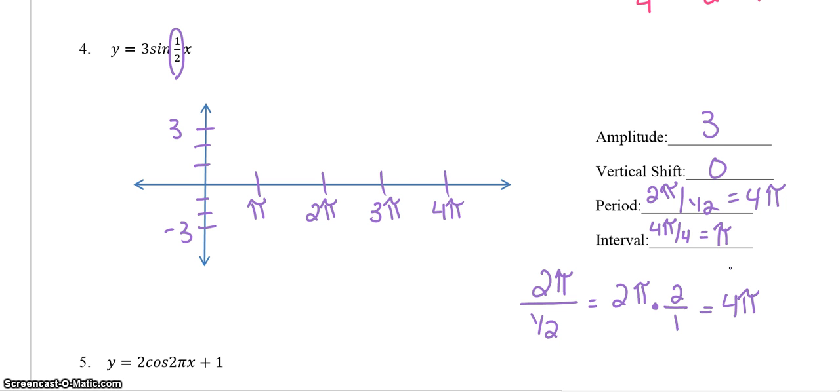So now we have a sine curve. So we're going to start at 0, 0. We're going to go up to 3, down to 0, down to -3, and back up to 0.